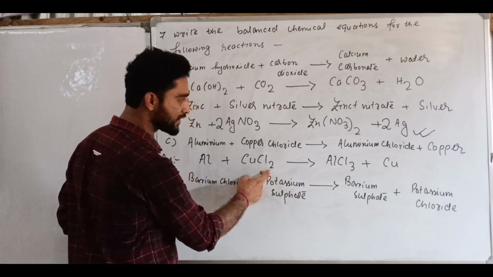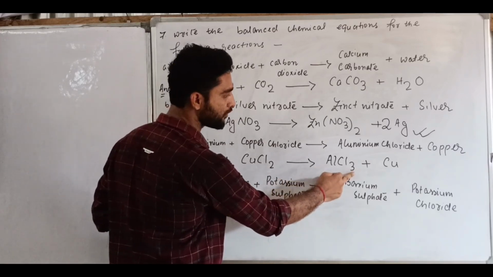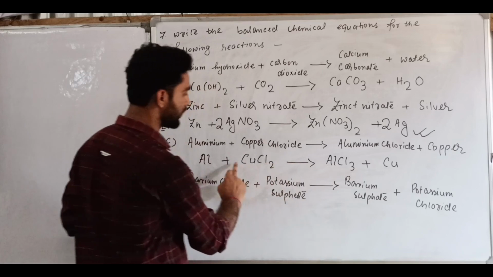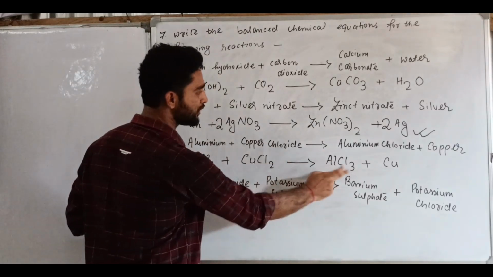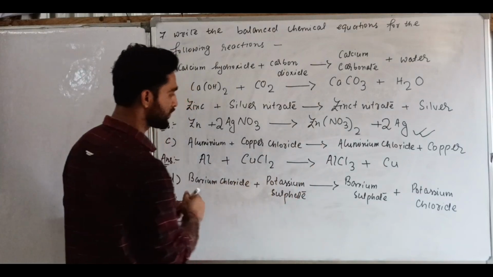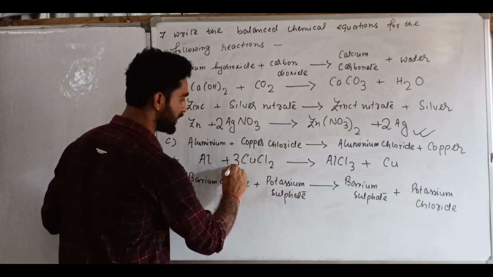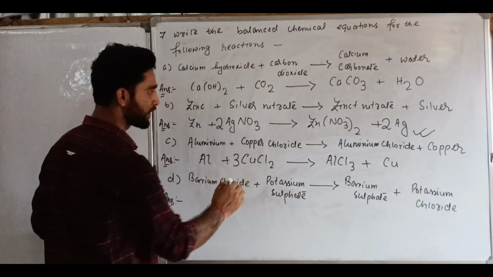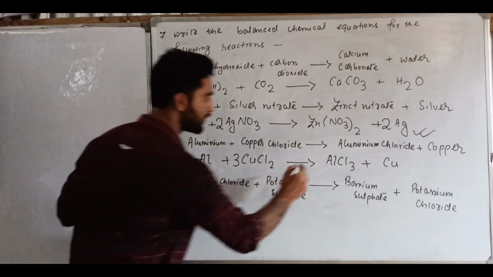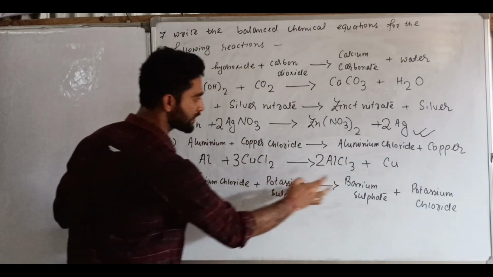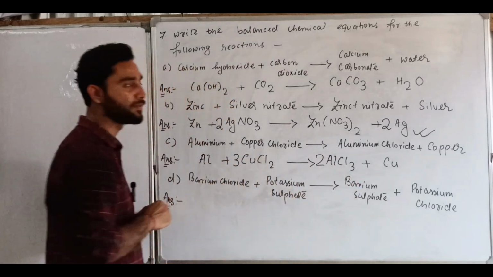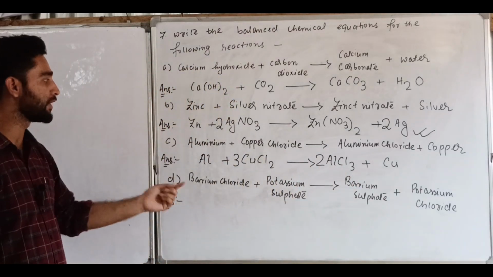This side number of chlorines are less. This side number of chlorines are more. So if I put 2 here, it will be 4. If I put 3 here, it will be 6. So if I put 3 here, okay, now check, and 2 here. Now the chlorine will become balanced. 3 to the 6, here 3 to the 6. Chlorine will become balanced. Again check from the beginning.